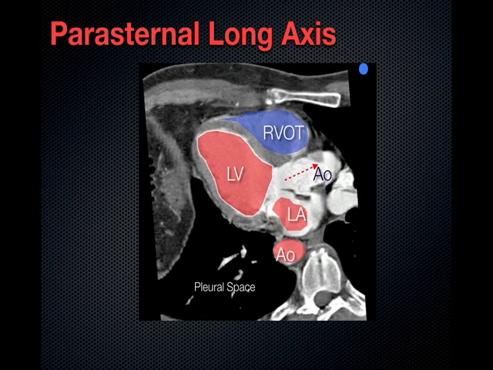Note that we cannot see the whole right ventricle here, just a little bit of the outflow tract, so this is not the best view to judge right ventricular size or function. This is primarily focused on the left ventricle.